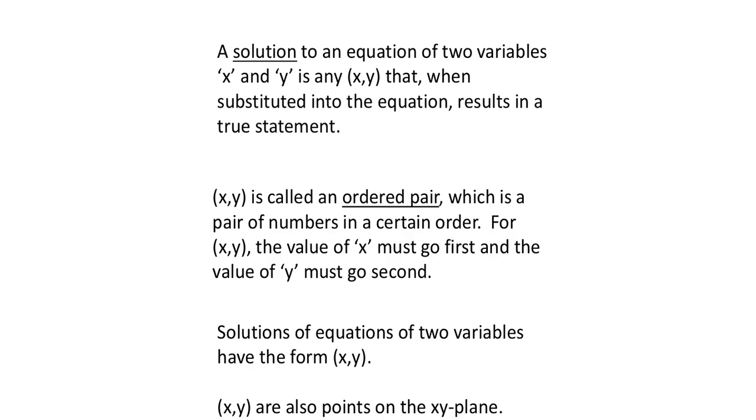So for example, 1 comma 3 might be an example of a solution. That means x is equal to 1, y is equal to 3, and when those two numbers are plugged in for x and y, we end up with a true statement.